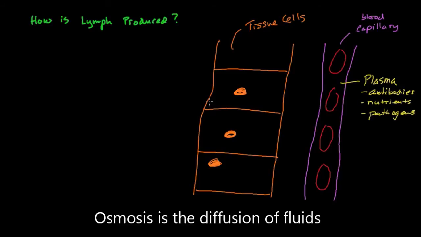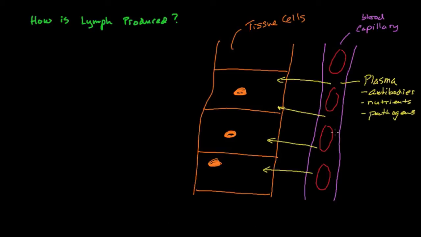So by diffusion, plasma diffuses into the cell, delivering whatever plasma is carrying. Now this fluid no longer is called plasma when it's in tissue cell. We call it tissue fluid.